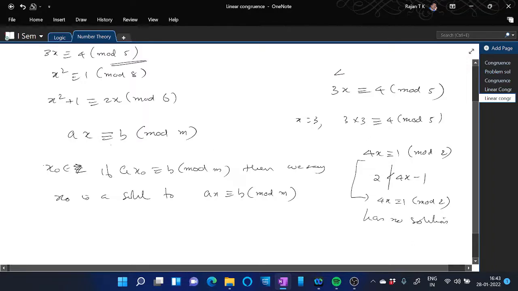So some of the linear congruences may have a solution or solutions and some may not. Now we will see under what condition a linear congruence can have a solution, how many solutions it will have, etc.